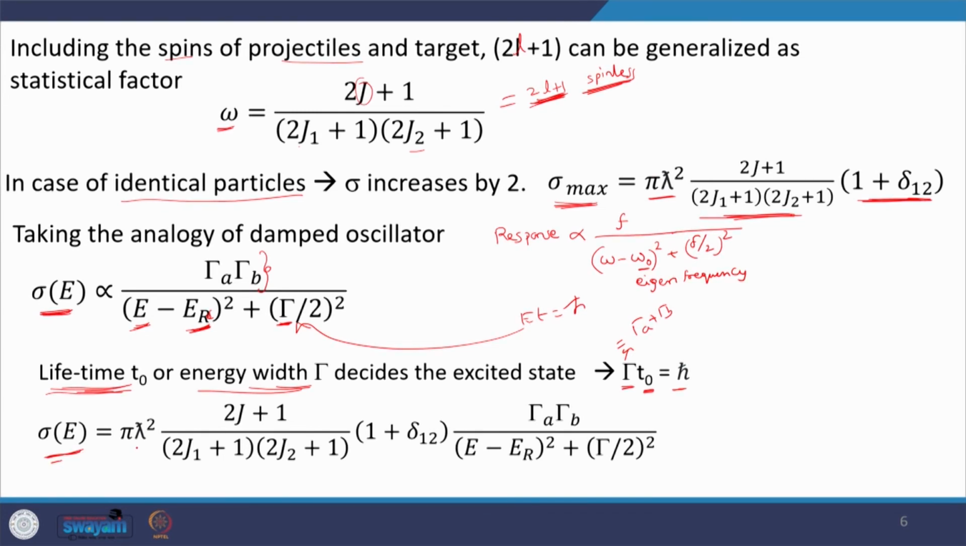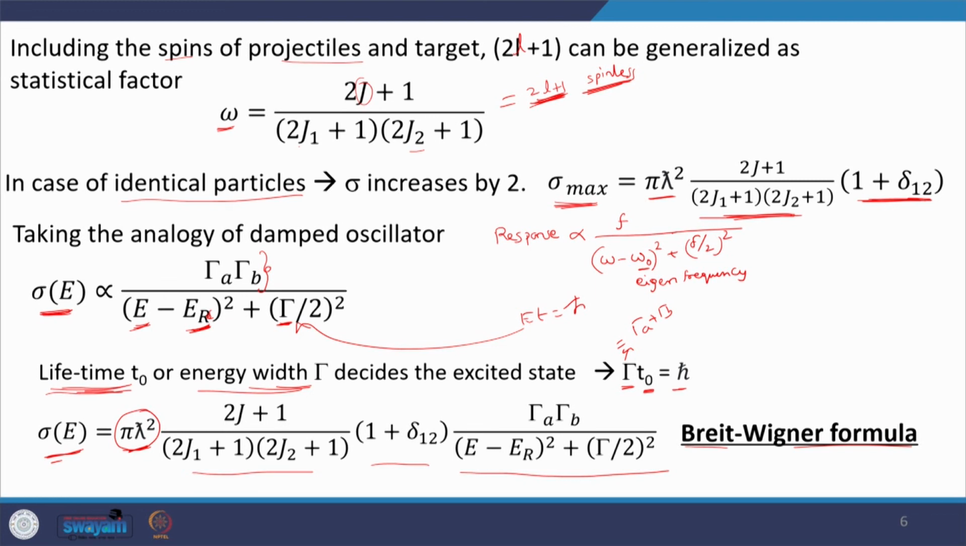This is given by pi lambda bar square. If you take it separately, this is the maximum, geometrical cross section, which can provide an idea about the maximum cross section a nuclear reaction can attain, and this is the statistical factor. This is the term involving the identicalness, and then this is the term which takes into account the dampedness in the system. So the kind of restoring force present in the damped oscillator, the same thing we can imagine in the case of resonant reactions. This is called the famous Breit-Wigner formula.